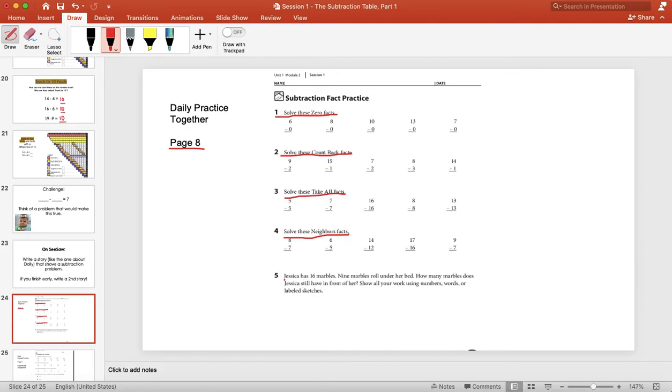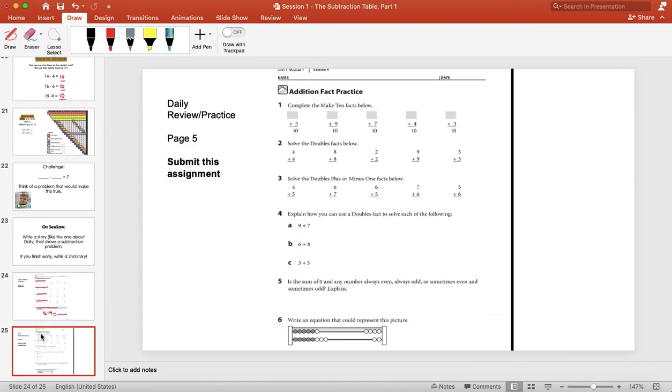So Jessica has 16 marbles. That's probably something we're going to need to know. 9 marbles roll under her bed. Okay, that's probably something we need to know. How many marbles does Jessica still have in front of her? Okay, well, she started with 16. 9 rolled under her bed. So 16 minus 9 equals blank, and you can fill that in. Okay, so once again, this will be on a Google slide. You're going to turn this slide in.